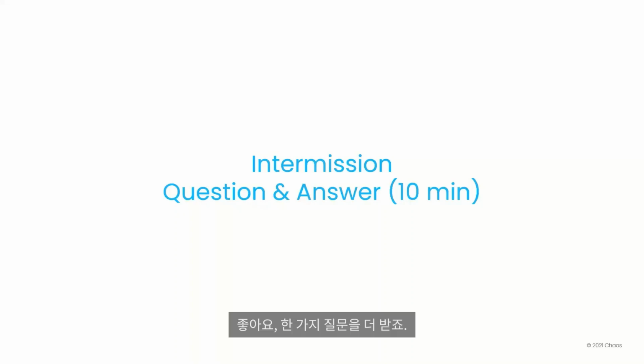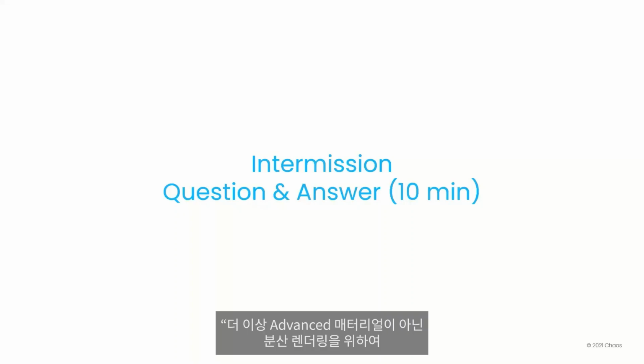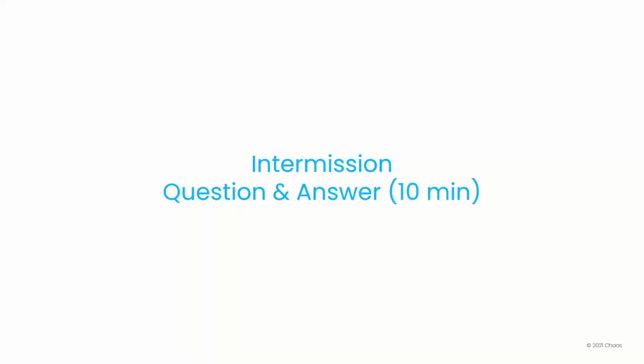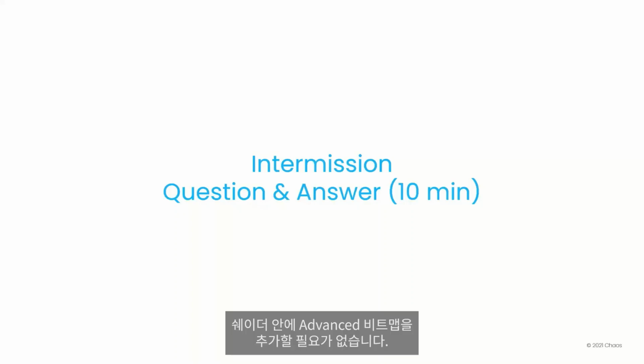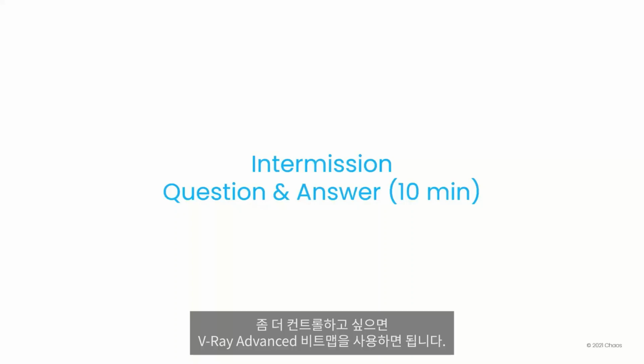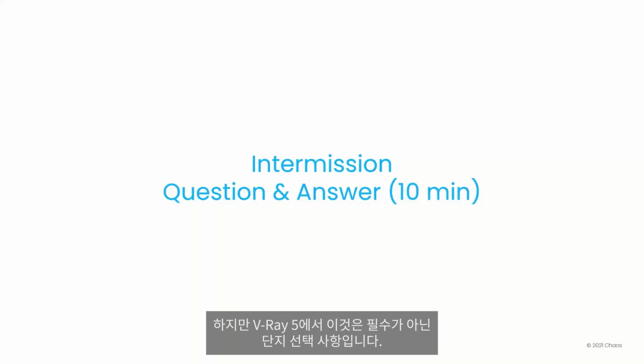Okay, I think I can answer one more question before we continue. What about bitmaps in shaders for distributed rendering? No more advanced materials? Yes, now you don't need to add advanced bitmaps inside shaders for them to work in distributed rendering. You just need to use the default Cinema 4D bitmap for this, or if you want more control, you can use the V-Ray advanced bitmap inside. But with V-Ray 5, this is not a must. It's only optional.